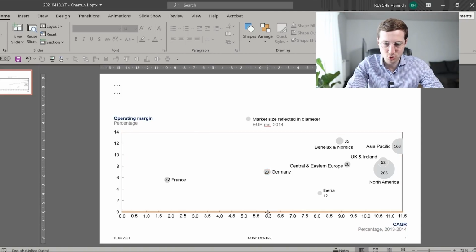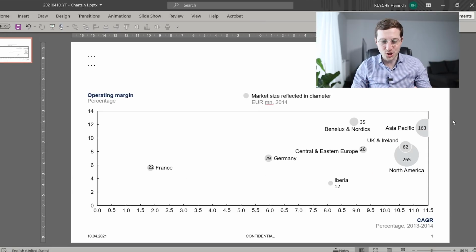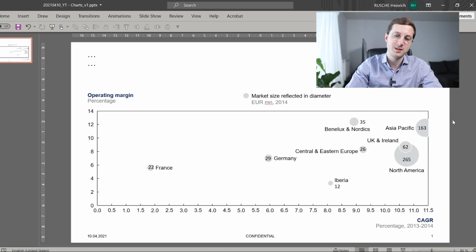So how much is this business growing year on year? And then there is the market size, which is reflected in the diameter, in the size of this circle. For charts like this, where you have 3 dimensions that you want to show, such a chart with an X and a Y axis, and then also the size of the bubbles as a third dimension, often works quite well. Now in this video I want to put your attention to different things that you can do to make this chart look like it would have been created by a professional consulting firm like McKinsey, BCG or Bain.